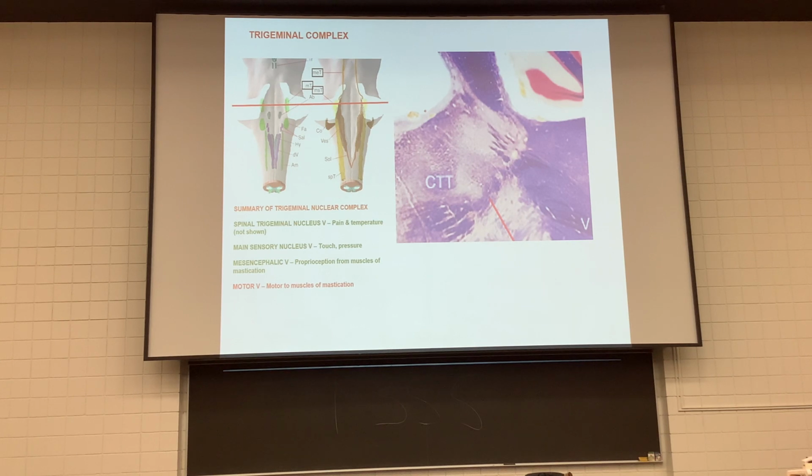I know this is fuzzy because I had to blow it up and it didn't come out as clear as I wanted, but incoming fibers of 5, and this is your landmark. Those axons separate the main sensory nucleus from the motor nucleus. That's your key relationship there. And again, MES5 is that little dot up there.